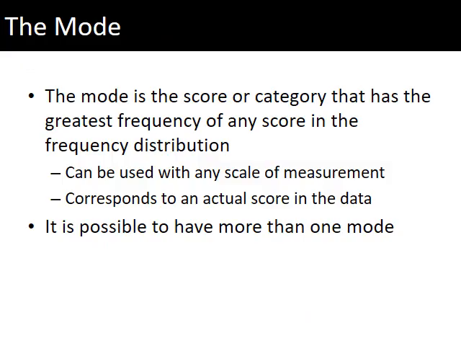All right, so we've talked about the mean, we've talked about the median, and finally, the third central tendency measure is the mode. The mode is the score category that has the greatest frequency of any score in the frequency distribution. So it can be used with any scale of measurement. It corresponds to an actual score in the data. It's also possible to have more than one mode.